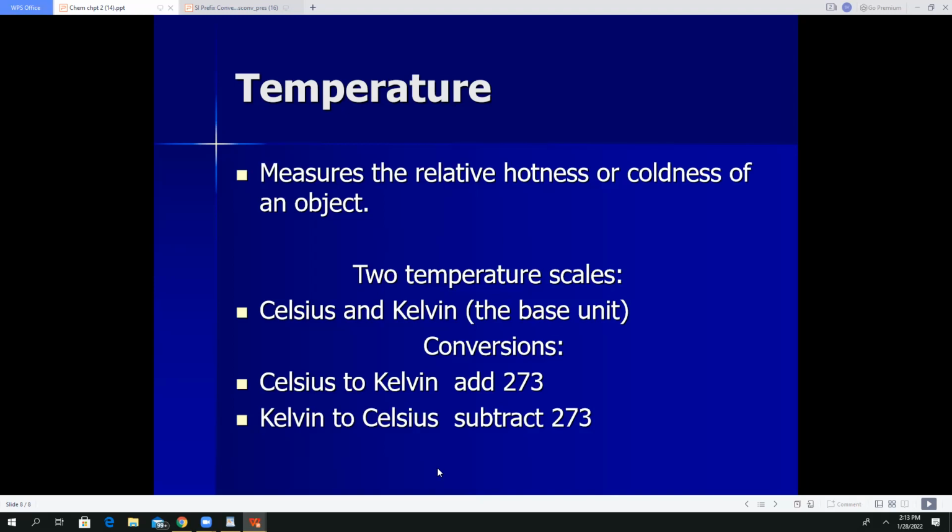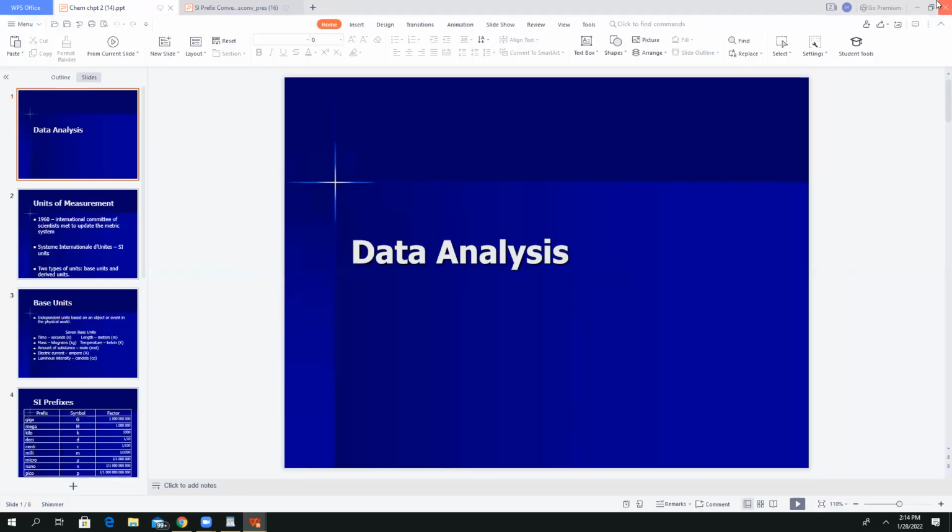And here you go. You have two temperature scales, Celsius and Kelvin, but actually Kelvin is the base unit. Celsius to Kelvin, you add 273. Kelvin to Celsius, you subtract 273. You might want to write that down, although I give it to you also later. A lot of people say 273.15. When you do that, then you cannot get a zero, which is one of the reasons I don't use the 0.15. All right, and that's that for that one.